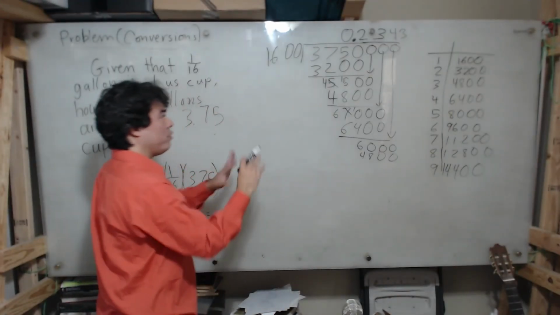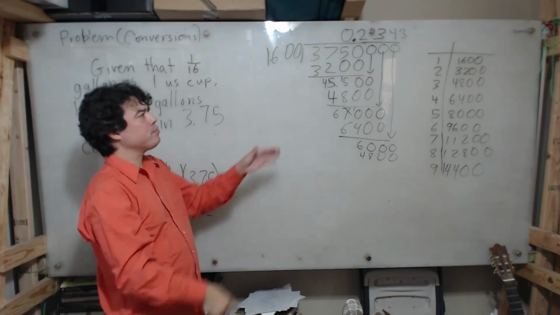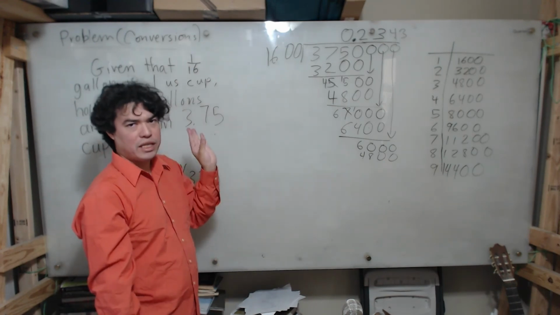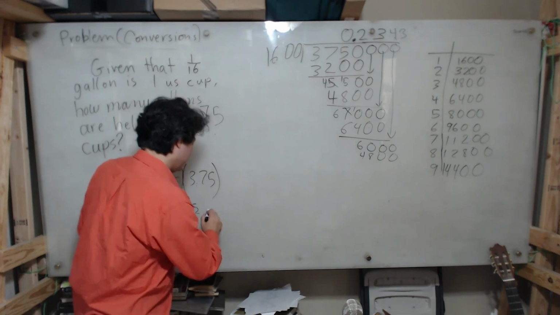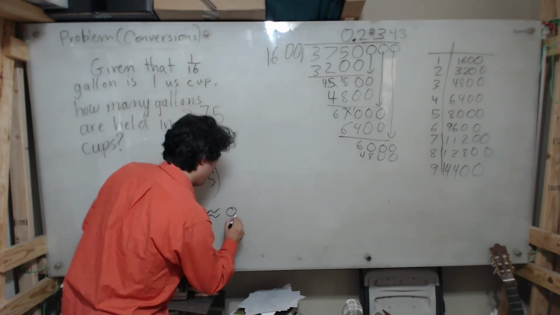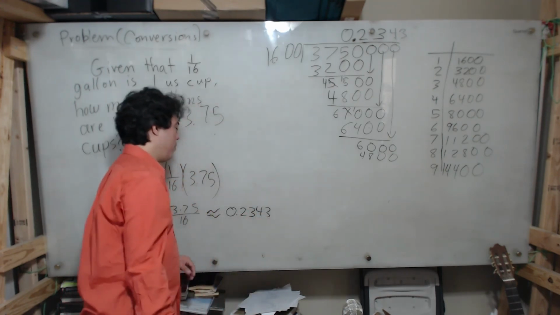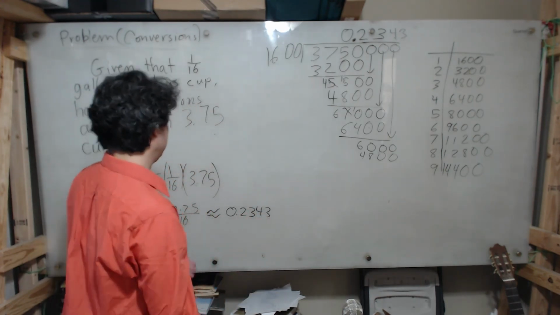But for us, we can stop there. It all depends on the need of the problem at hand. But for us, we'll just take this as our answer. So this is going to be approximately equal to 0.2343, and that would be gallons.